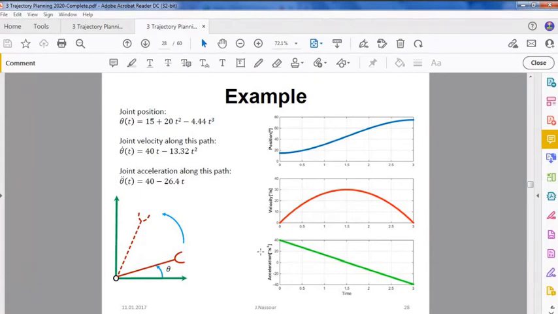So what do you put in your robot controller? This equation. You put this equation into your robot controller.